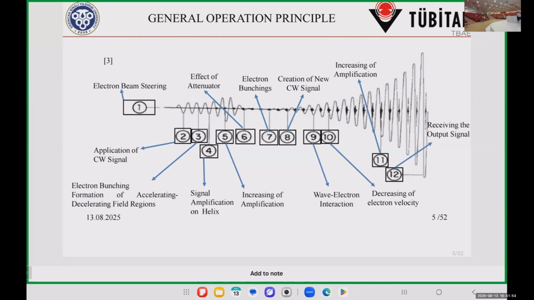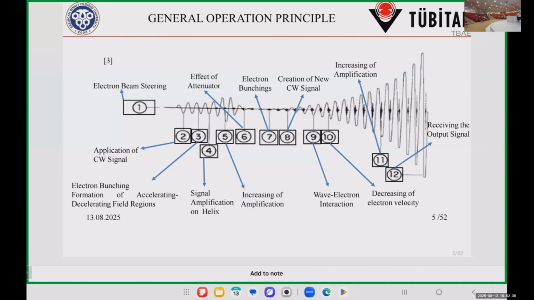So in number 9, the field of the newly induced continuous wave signal interacts with the bunch electrons. You can see the black dots here. These are electron bunch points, charge accumulation. So the field of the newly induced continuous wave signal interacts with the bunch electrons to begin the amplification process over again.